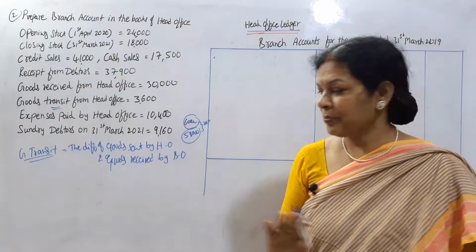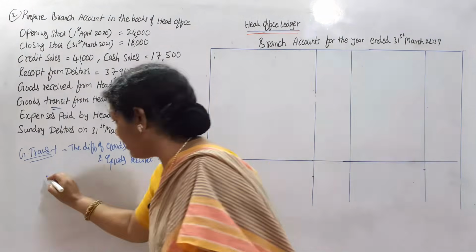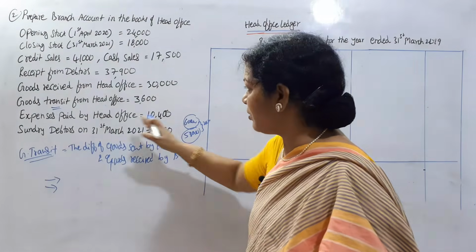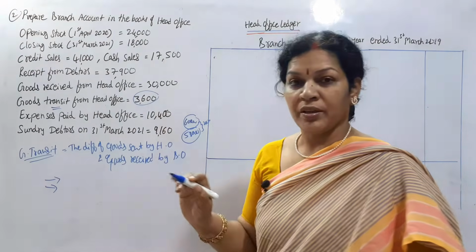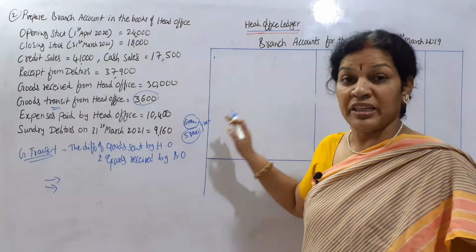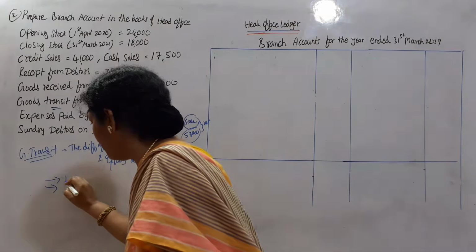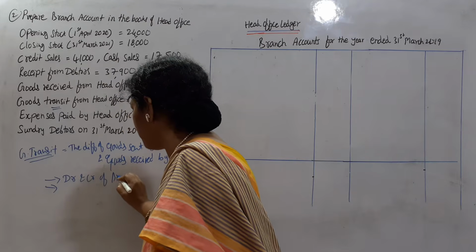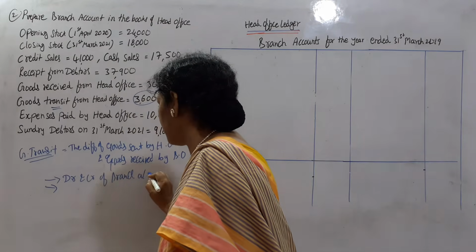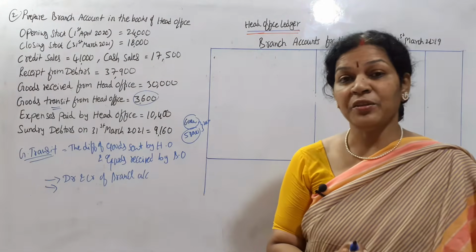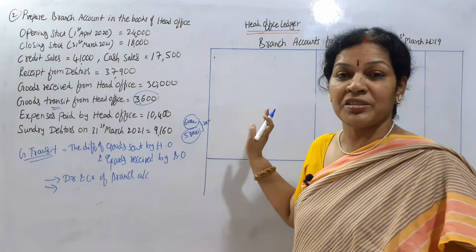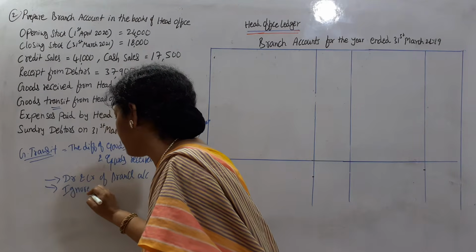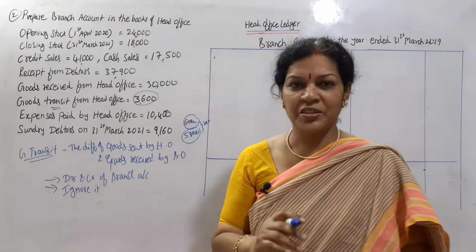How do we treat it? There are two ways we can treat it. One is, the difference, the 2,000, here it is given as 3,600. You can write it on both sides, debit side and credit side of the branch account. This is one way. Another way is that rather than writing on both sides, you can just ignore it. Both ways of treatment are the same.